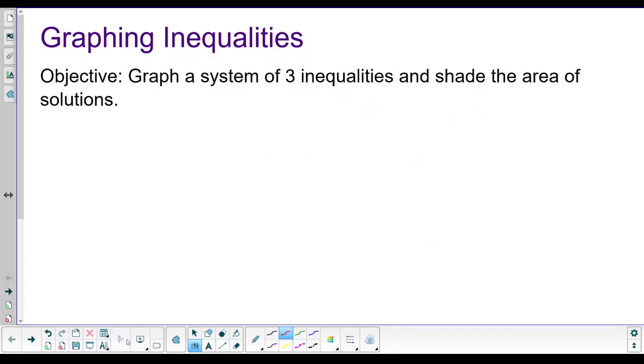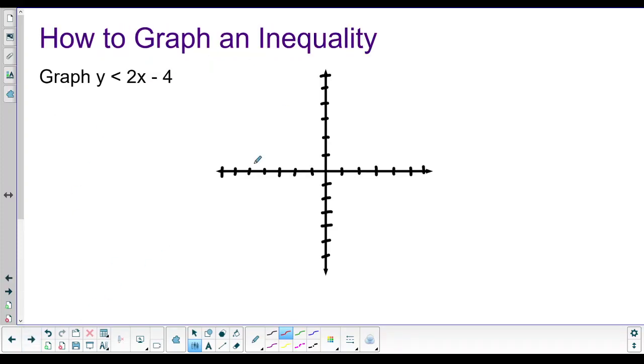So let's go learn how to graph one inequality first, and then we'll learn how to graph a system of inequalities, and then we'll learn how to figure out where the solutions actually are. So let's start with a nice easy one.